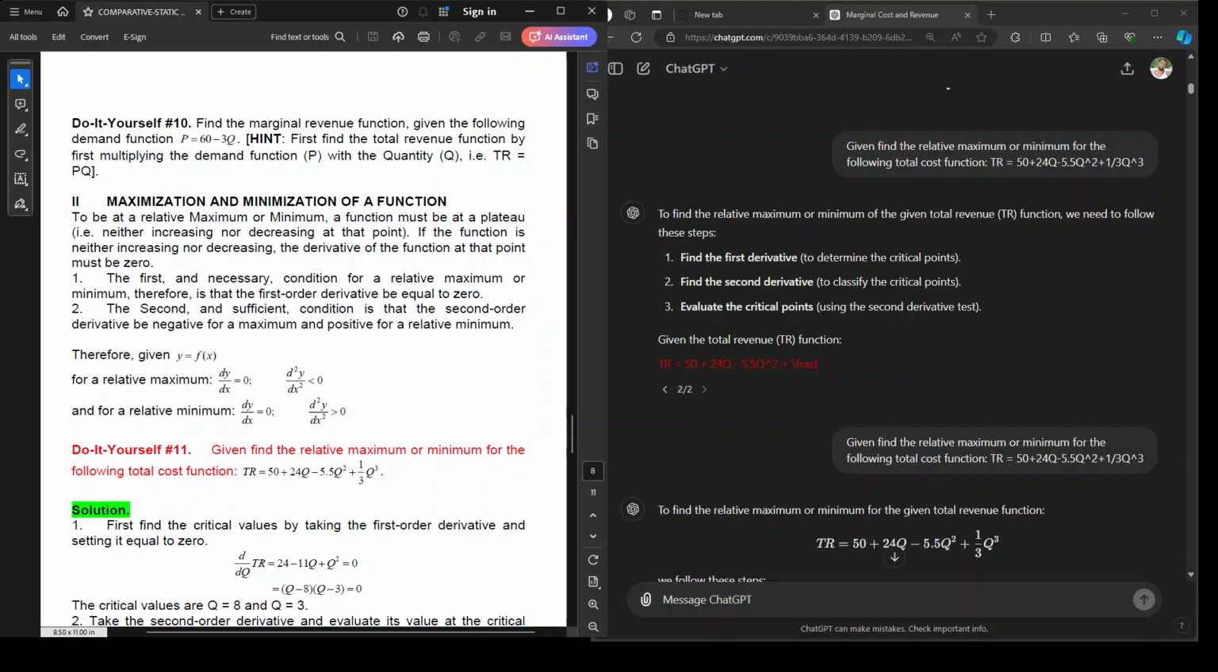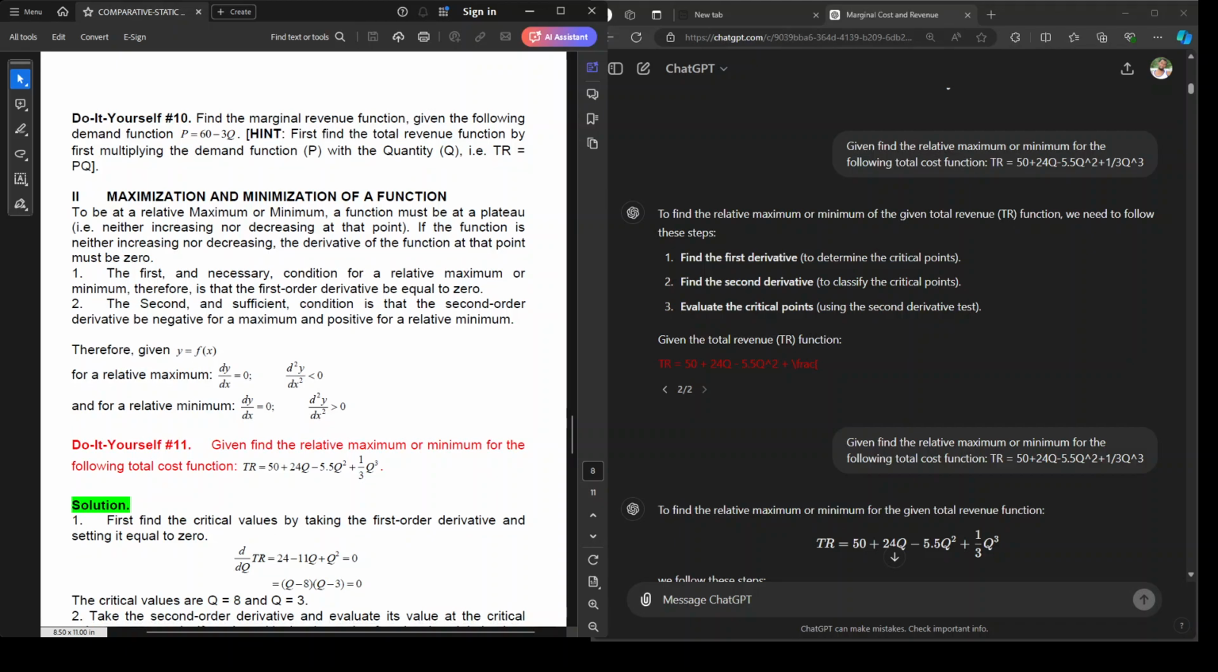So we are now looking at maximizing and minimizing of a function. And here we are going to look at this, that for a relative maximum, when we differentiate the first time, we equate to 0. Then we differentiate the second time to find out if it is a maximum or a minimum.